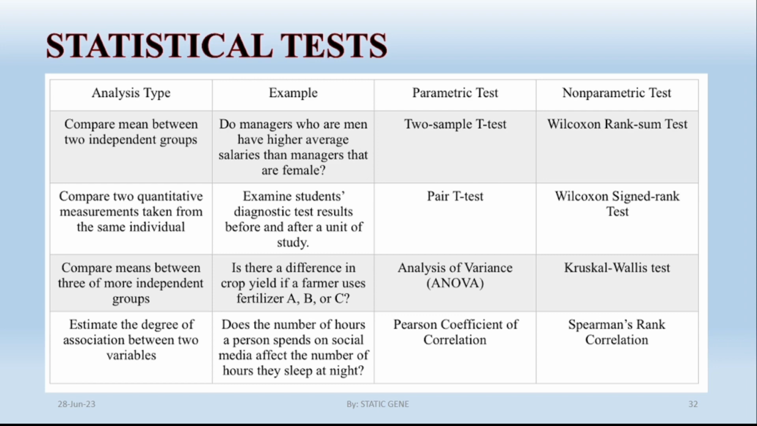Next, estimating the degree of association between two variables. For example, does the number of hours a person spends on social media affect the number of hours they sleep at night? Association between the number of hours spent on social media versus the number of hours spent sleeping at night. If the data set collected is parametric, assumes the normal distribution, and all those other conditions have been met, then you would do a Pearson coefficient of correlation test. But if those assumptions are not met, then you are going to do a Spearman's rank correlation test.